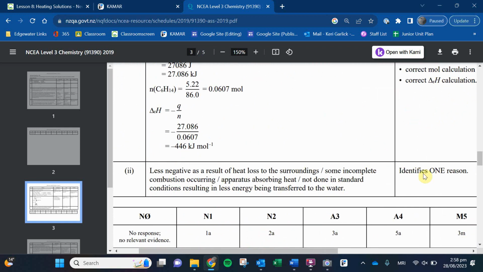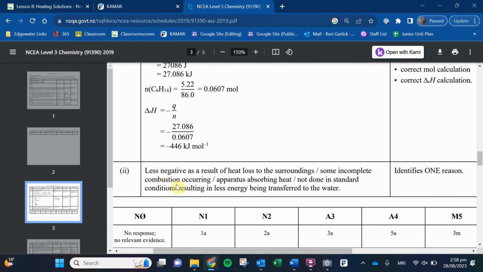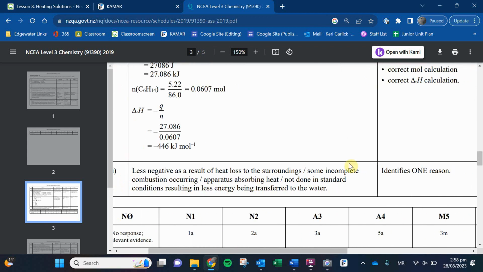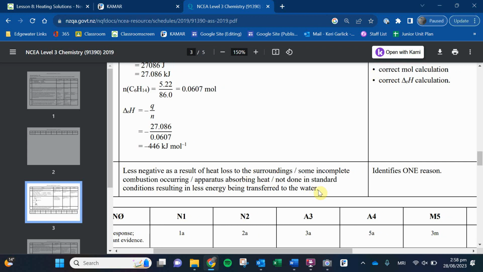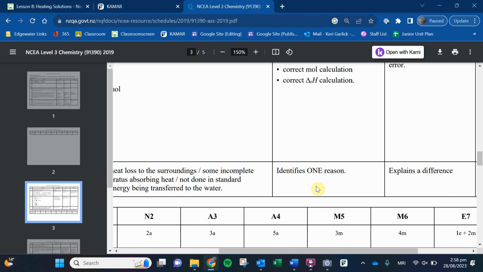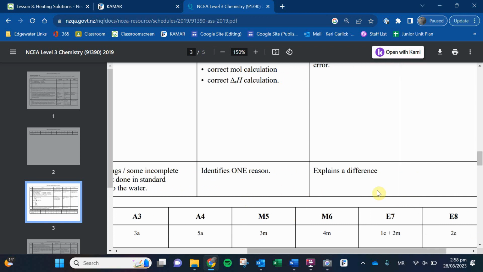This one here is talking about that theory question. So it's loss to the surroundings, or, and I totally forgot about the other one, incomplete combustion could have occurred. So maybe the fuel did not burn as efficiently as it should have. There's the apparatus absorbing the heat. There is standard conditions may not be normal, that sort of thing. So when we say standard conditions, we're talking about 1 atmosphere pressure, 25 degrees Celsius, basically like normal kind of lab setting. One reason is the achieved, and the merit explains the difference.